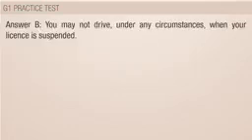Answer B. You may not drive, under any circumstances, when your license is suspended.